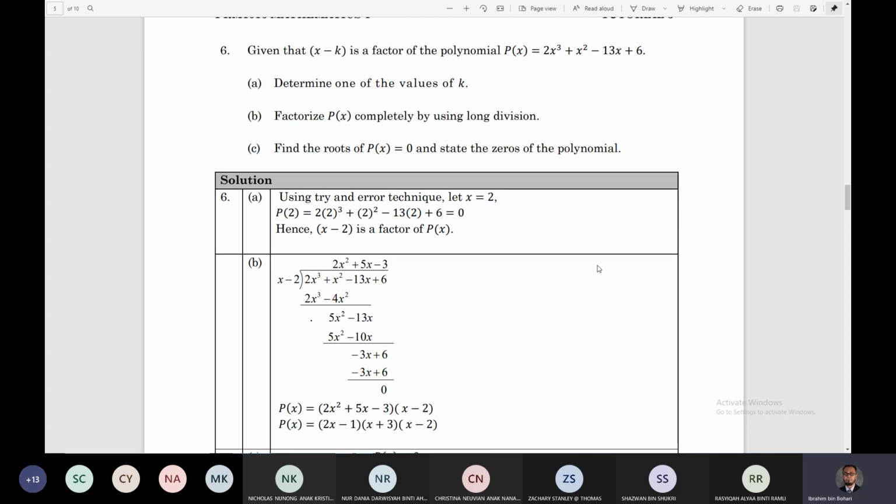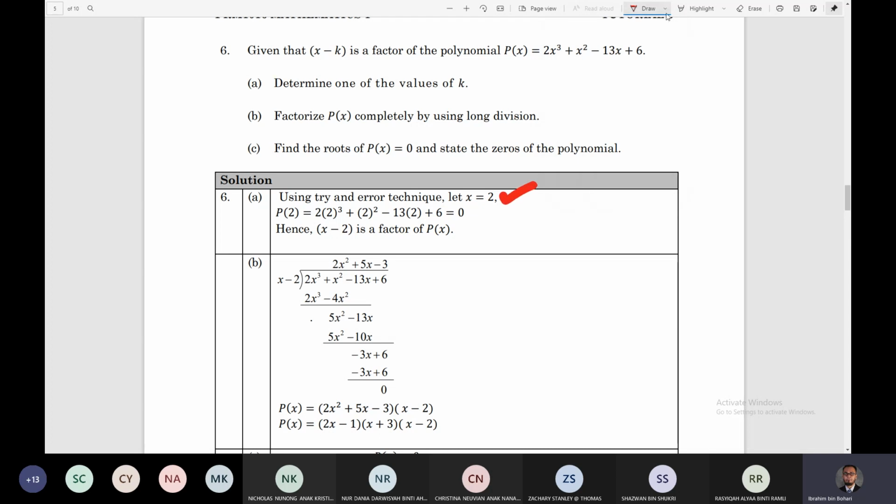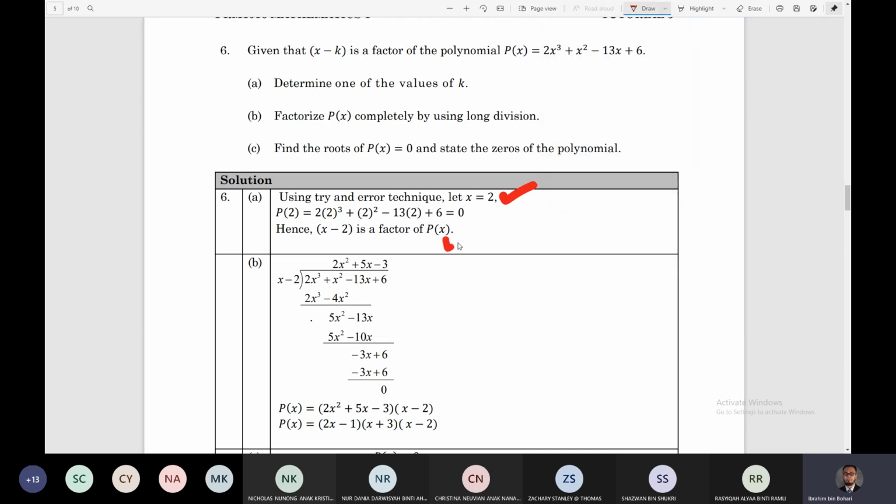Question 6. Given that x minus k is a factor of the polynomial 2x cubed plus x squared minus 13x plus 6. Question A, find the value of k. Find the value of k using trial and error technique. So you let the value of x equal 2 and the polynomial equal to 0. P(2) equals 0, and x minus 2 is a factor of the polynomial. Or the second method to find the value of k, using long division.